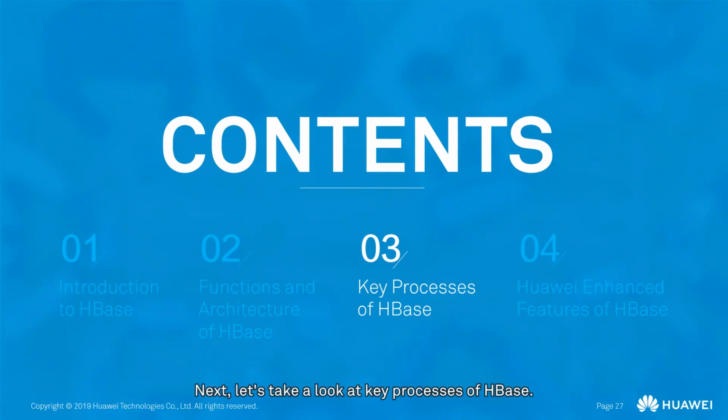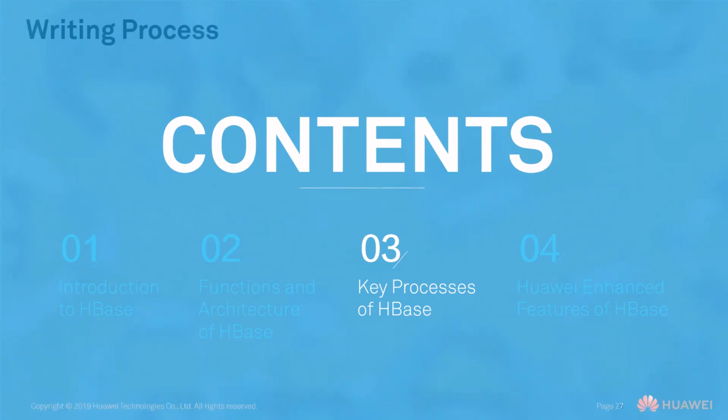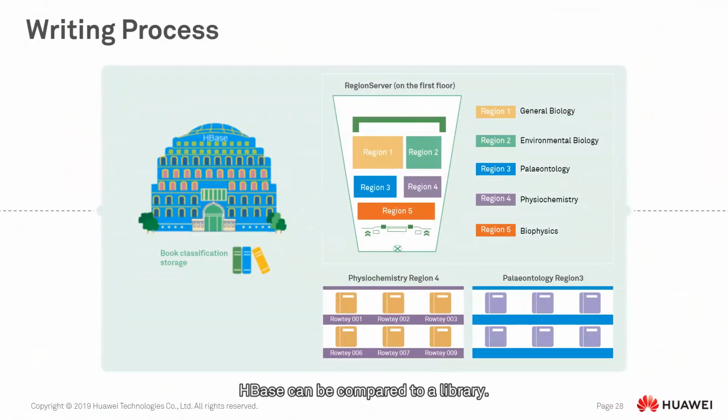Next, let's take a look at key processes of HBase. HBase can be compared to a library. You can think of a region server as a floor in the library, and a region is the books of a certain type. So books of the same type are stored in the same region.